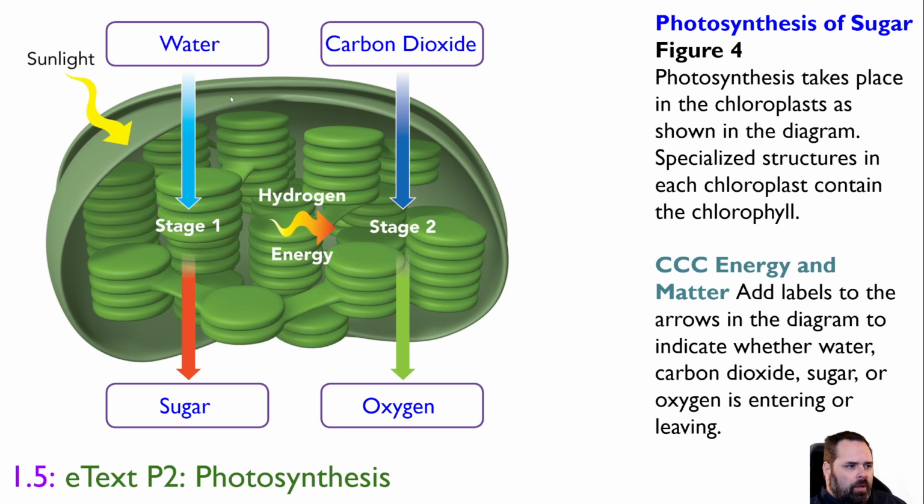Okay. We take water, and I messed that up. This should be water outputting to oxygen. My apologies for that. And this should be carbon dioxide outputting to sugar. The sugar should be over here in stage 2. The oxygen should be over here in stage 1. That will be correct in the formative.